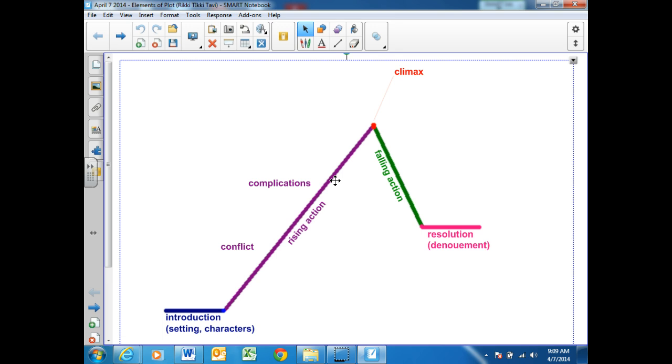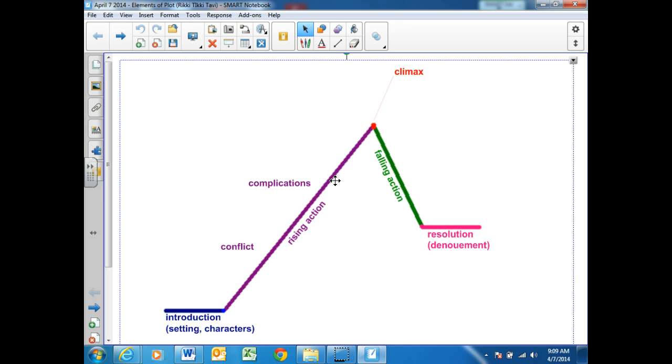Along the way towards rising action as well is the complications. Complications are those kinds of events that occur that make solving the conflict more challenging. A lot of times you're going to find that one character is trying to solve the conflict and another one is creating complications. And you're going to see the terms for those, that's protagonist and antagonist, in a moment.